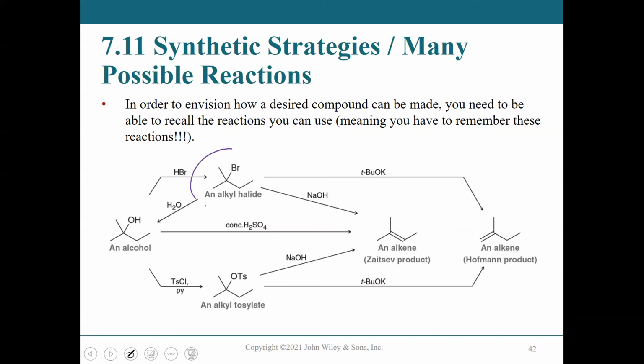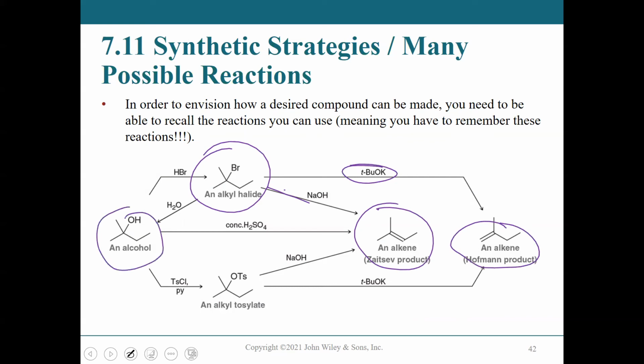Right? So you have a substrate. In this case, a tertiary substrate with sodium hydroxide, right? You can form the alkene, the Zaitsev product. If you want a Hofmann product, you have to use butoxide, which is a bulky base. You can also go from alcohol to alkene using concentrated sulfuric acid, right? From this last reaction we learned.